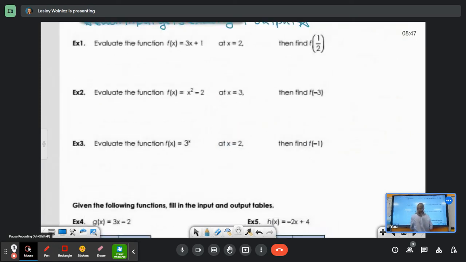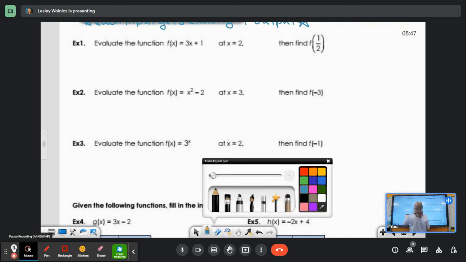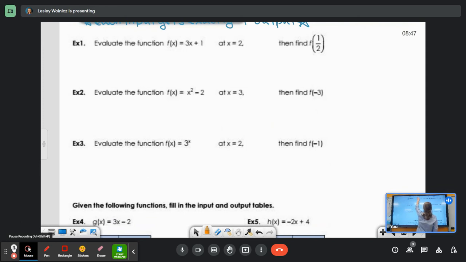So we have to evaluate this function at x equals 2, and then we have to find f of 1/2. What we're going to do is, it's telling us that x is 2. So everywhere we see an x, we're going to put a 2. So we say the output for 2, f of 2, equals 3 times 2 plus 1.